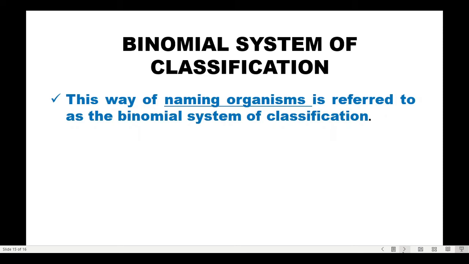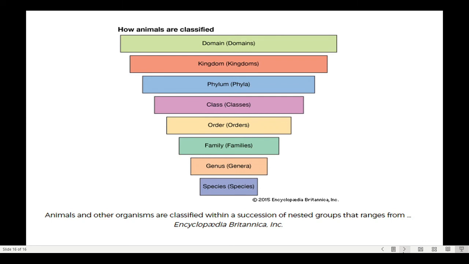What is binomial system of classification? So, this way of naming organisms, kung paano mo pinapangalanan yung organisms, is referred to as binomial system of classification. So, here's how. Nabanggit ko na to kanina, no? Domain, kingdom, phylum, class, order, family, genus, species. Pinakamababa yung species. So, para hindi natin makalimutan, the King Philip came over for good spaghetti.